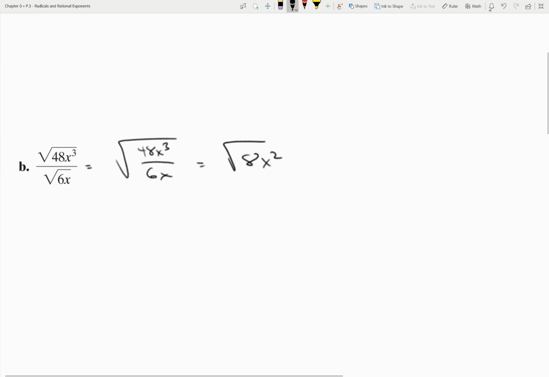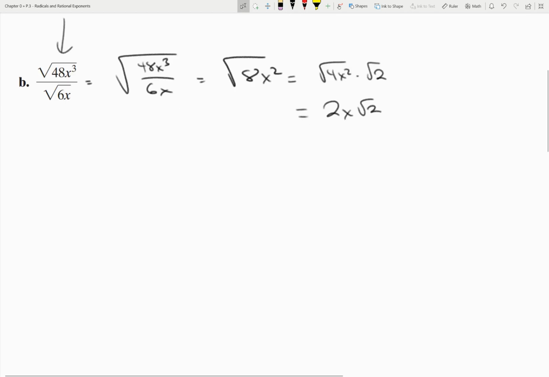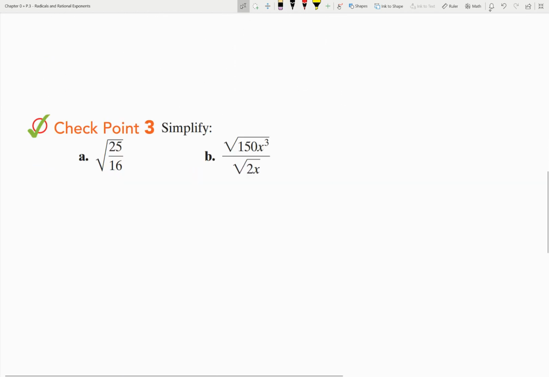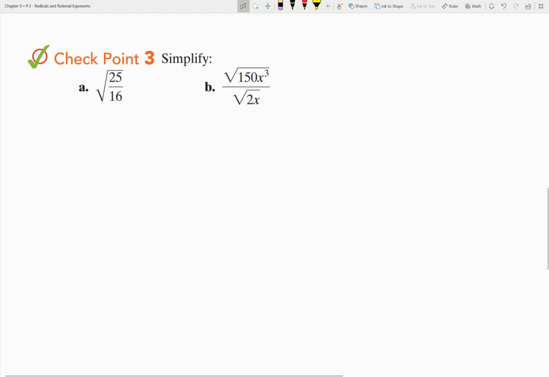Now I can take that from there and I can separate this into 4x squared times the square root of 2. And 4x squared is a perfect square, gives me 2x square root 2. And again, I don't need any absolute value signs in this expression because the first thing I did was use the quotient rule, which means that everything has to be a positive number. Okay. 2 more problems again.